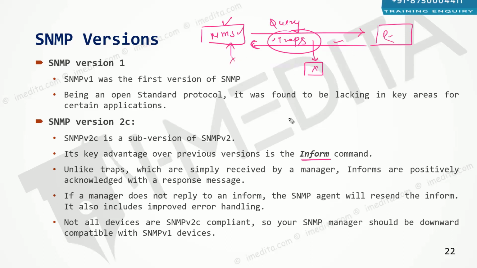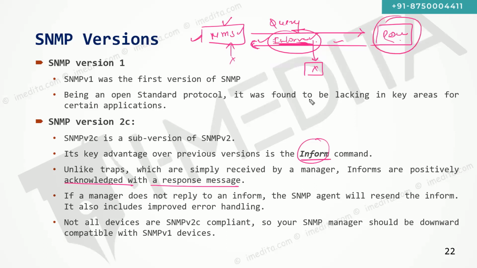But if you are not going to use trap and you use the inform message instead, that means once the NMS receives the inform message, it has to positively acknowledge it. Only once the router gets the acknowledgement of that inform message will it assume that the packet was successfully delivered. If not, the router is going to retransmit that inform message, which includes error handling. So if the inform message gets dropped, the router will come to know about it, and then the router can resend the inform message to the network management station.